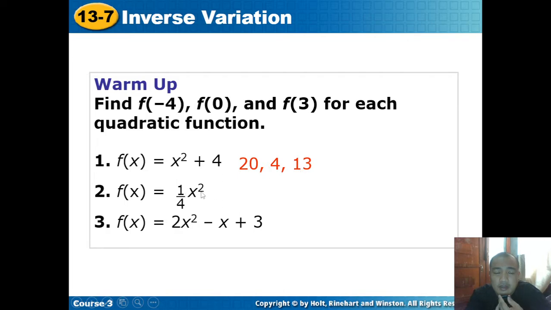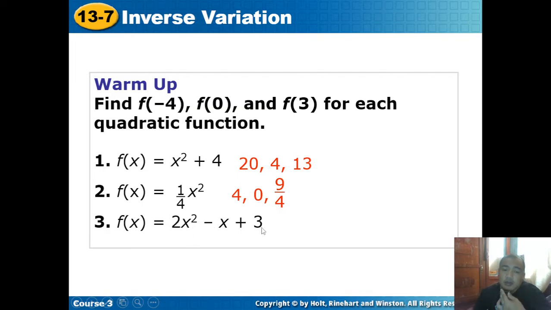How about here? Number 2. f of x equals 1/4 x squared. 4, 0, 9 fourths. 16 divided by 4, 4. 0 divided by 4, 0. 9 divided by 4, 9 fourths. And how about here? Number 3.